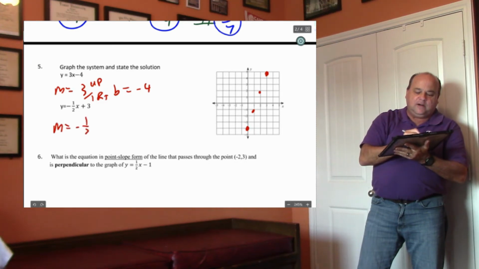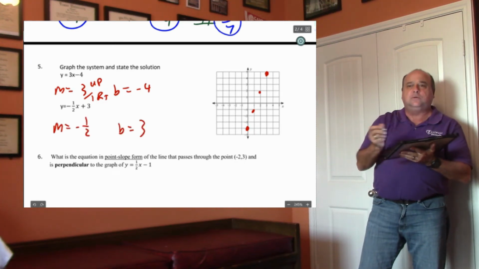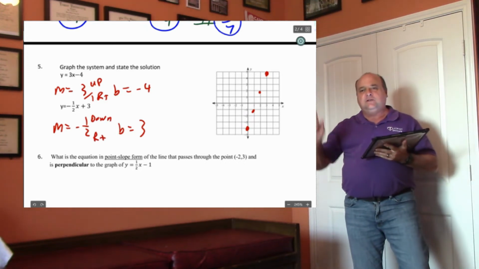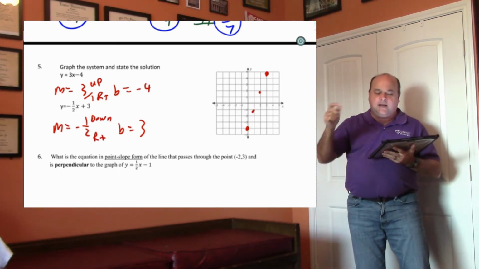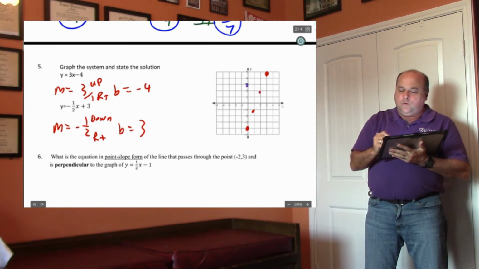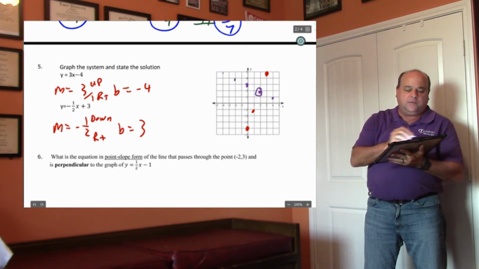The slope is negative 1/2. My y-intercept is 3. This means I'm going to go down and to the right. Positive slope is up, negative slope is down. So we're going to start off at the 3, and I'm going to go down 1, right 2, down 1, right 2, and so on. They cross right there, don't they? And I'm going to continue on with the other dots.